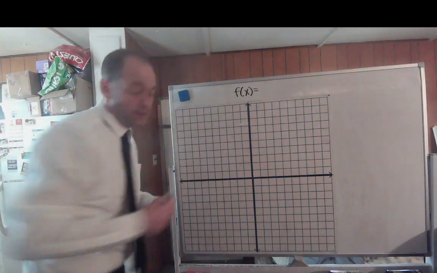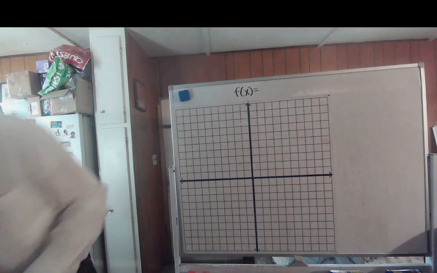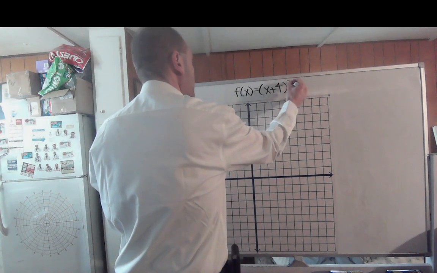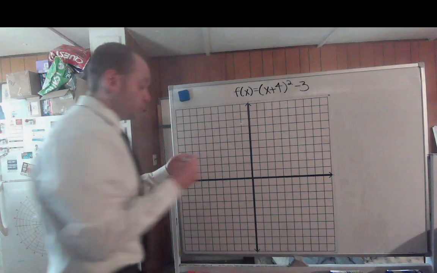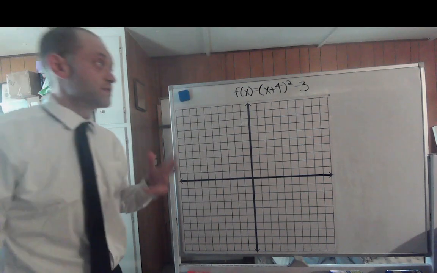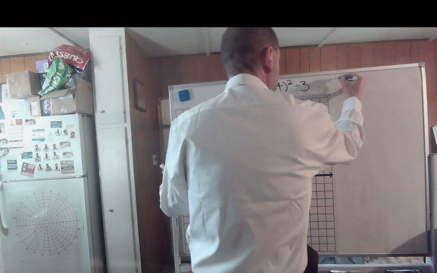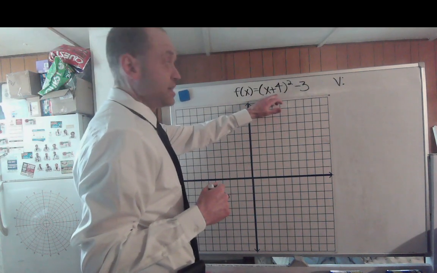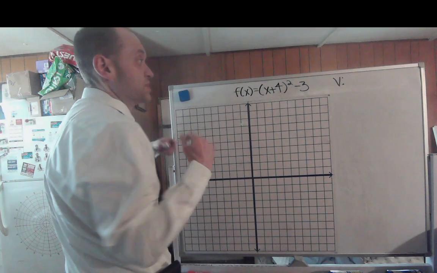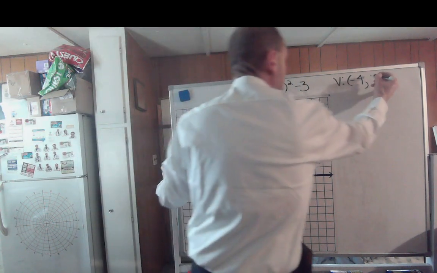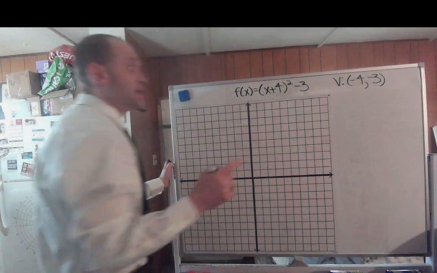All right. f of x equals the quantity of x plus 4 squared minus 3. So we have a quadratic equation in vertex form. So this is going to straight away give us the vertex. The vertex in this case is going to be, if you take x plus 4, set it equal to 0, you'll get x equals negative 4. So your vertex would be at negative 4. Your y-coordinate would be at negative 3. So you have a vertex at negative 4, negative 3.